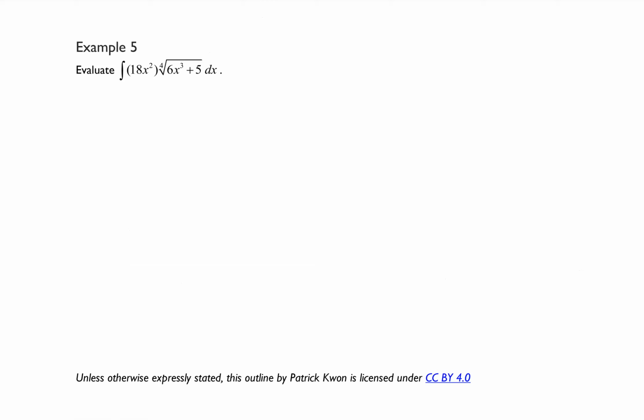Example 5 says evaluate the integral of 18x squared times the 4th root of 6x cubed plus 5. So here I'm going to make u equal 6x cubed plus 5, and then I'll make du 18x squared dx. And I don't need to manipulate that at all because here's the 18x squared and here's the dx, so I can directly replace that with du.